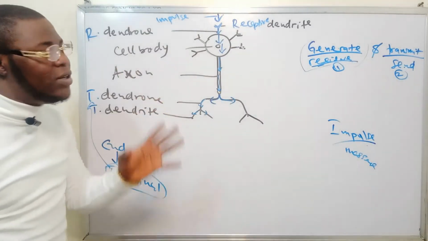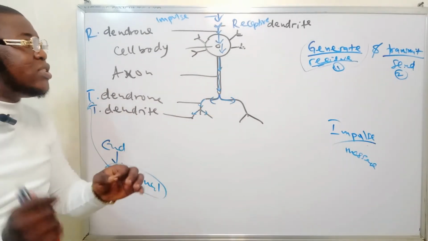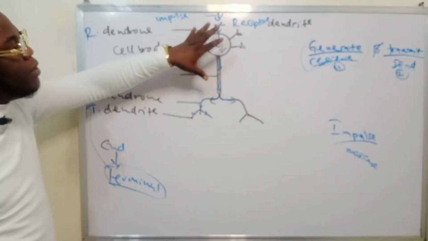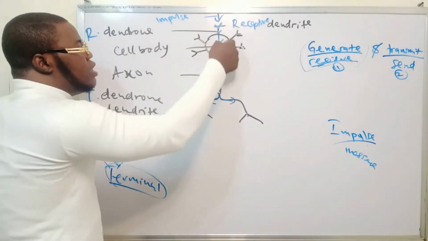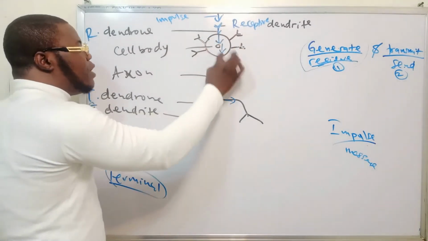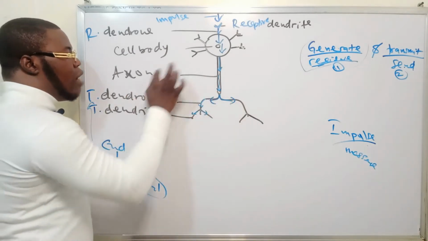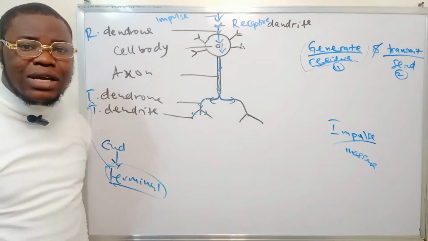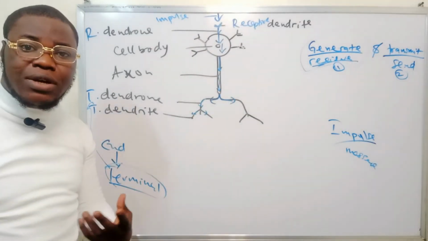And talking about the movement of impulse in a neuron, the impulse is going to enter into the neuron through its receptive dendrite, and from the receptive dendrite into the receptive dendron, and from the receptive dendron into the cell body, and from the cell body into the axon, and from the axon into the terminal dendron, and from the terminal dendron into the terminal dendrite. As simple as that.